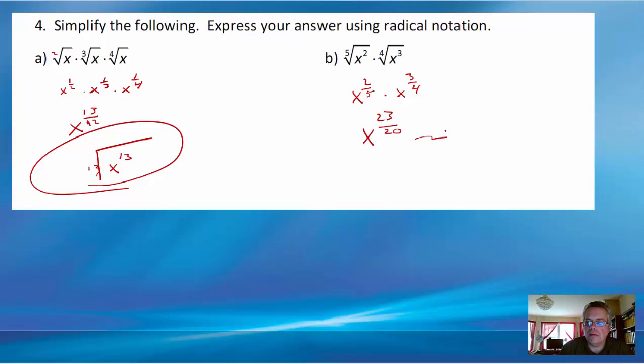Now rewrite this in radical form. It's going to be x to the 23rd. So 23 is the power, and 20 is the root. So the 20th root of x to the 23. Crazy, but it's not so bad once you get used to it.